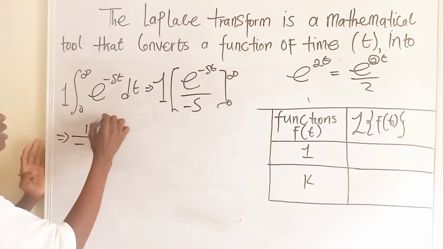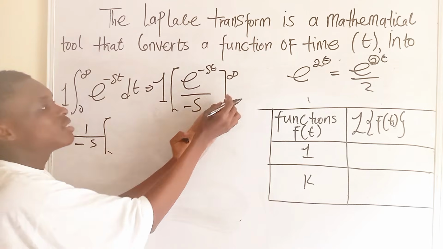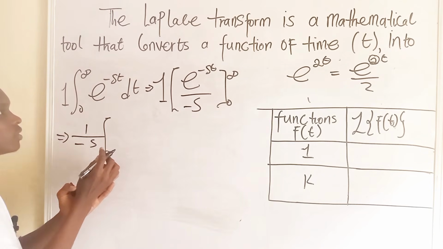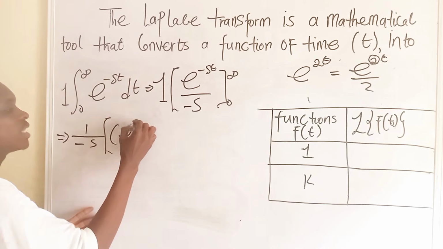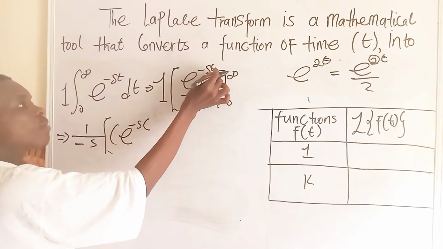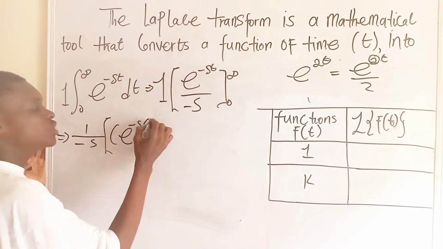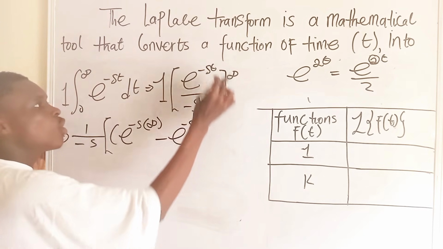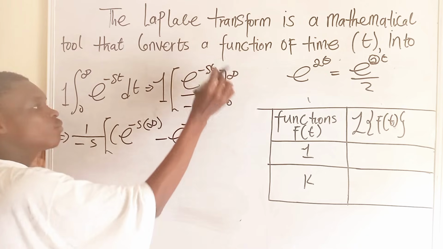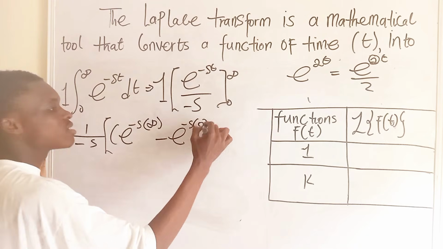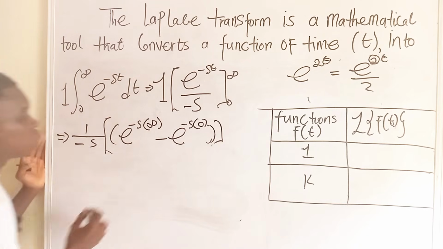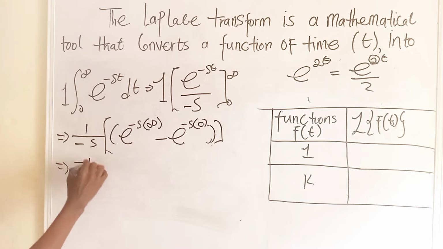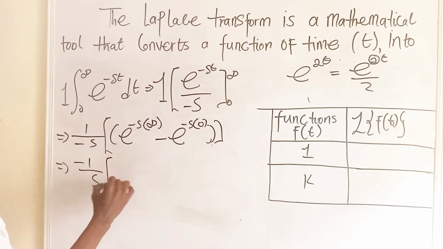Now we are going to subtract the lower limit from the upper limit, which is exponential negative s, and wherever we see t, we put infinity, the upper limit first, minus exponential negative s, and wherever we see t, we put 0. So from here, we have minus 1 all over s into bracket.